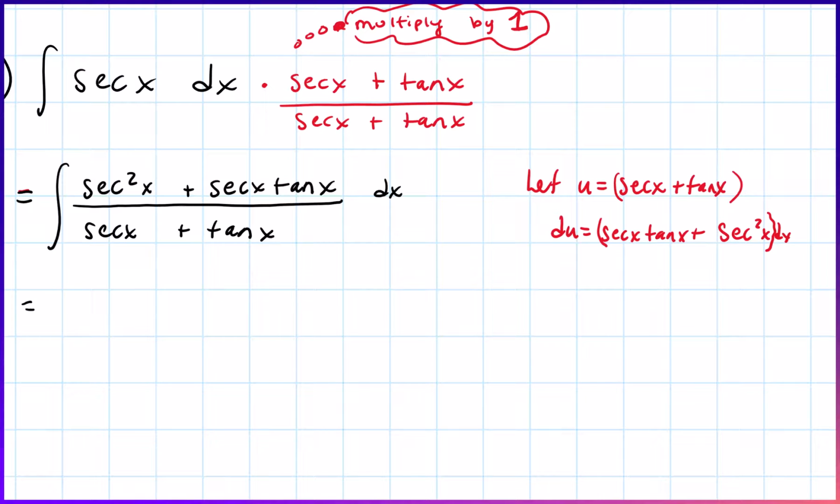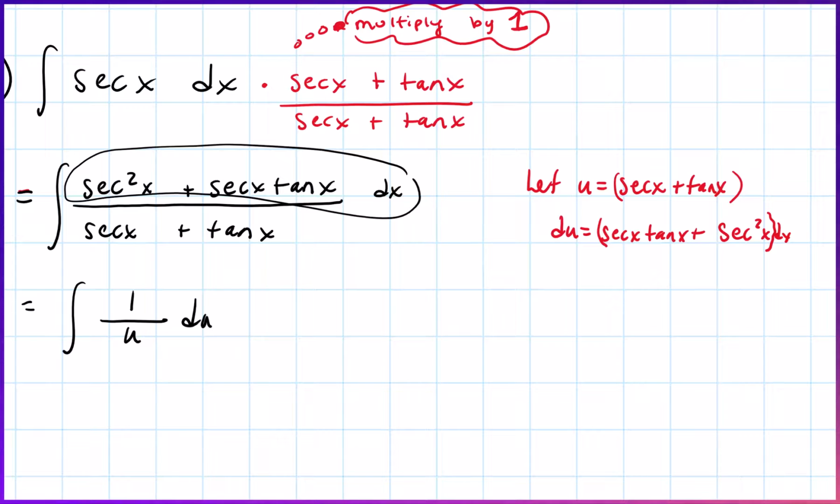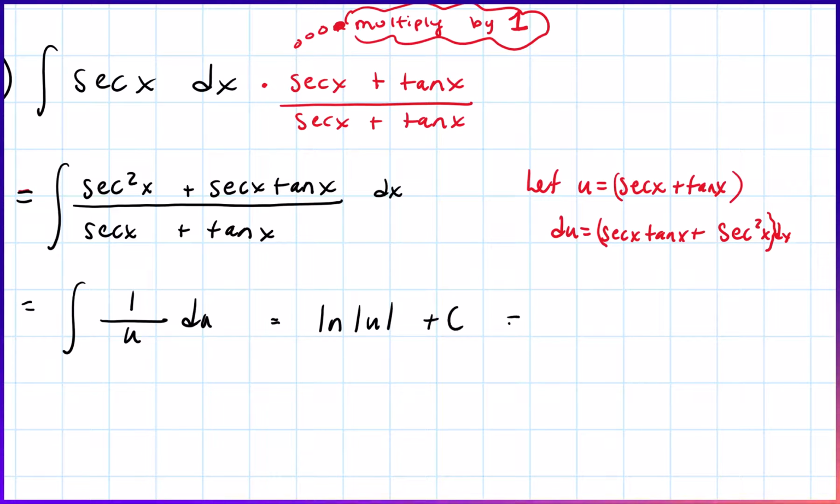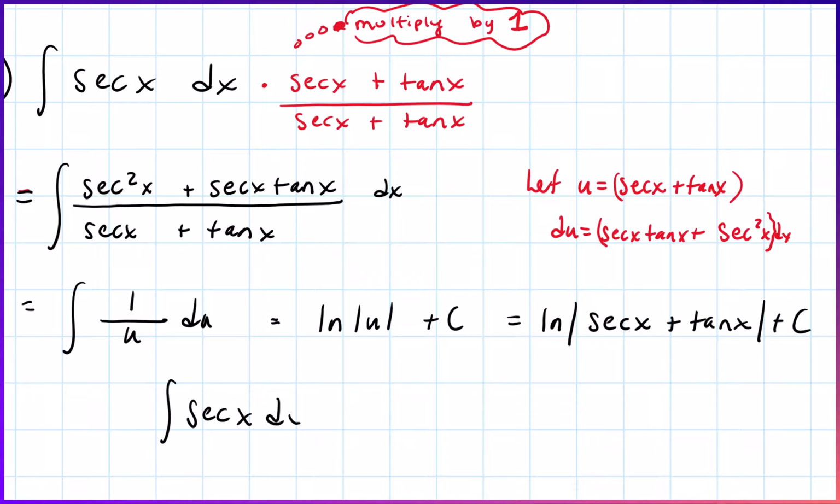This just becomes the integral of 1 over u du. There's our du. It was just cooked up perfectly with that strategic choice for that fancy 1 that we multiplied by. So this then becomes the natural log of the absolute value of u plus c. This is the natural log of the absolute value of the secant of x plus the tangent of x plus c. And so the integral of the secant of x dx is actually equal to the natural log of the absolute value of the secant of x plus the tangent of x plus c.